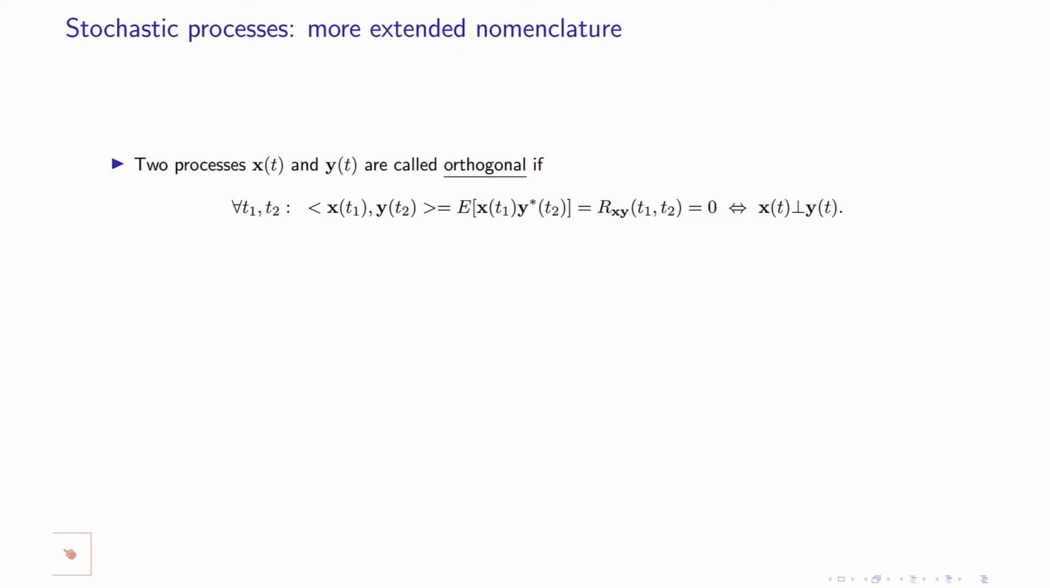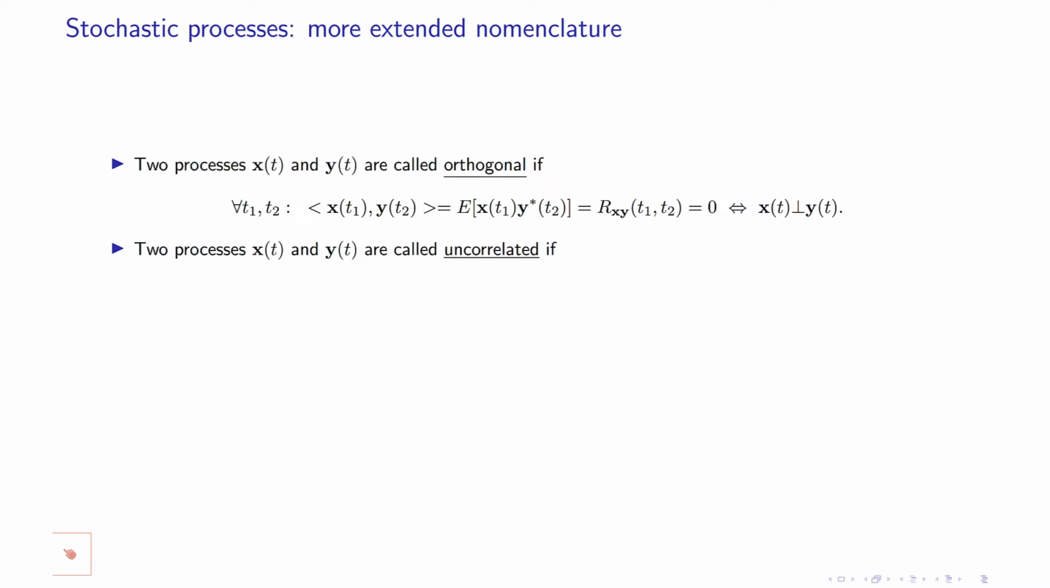Remember that if you consider this as a random variable, it means that only at time t, if you take both samples at the same time, they are orthogonal. But in this definition, we mean that for arbitrary t1 and arbitrary t2, they should be orthogonal.